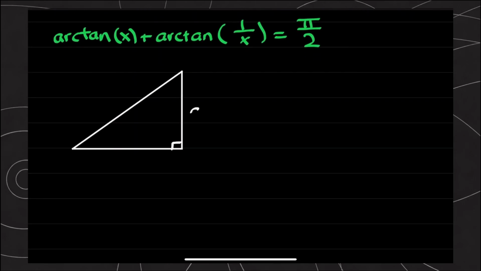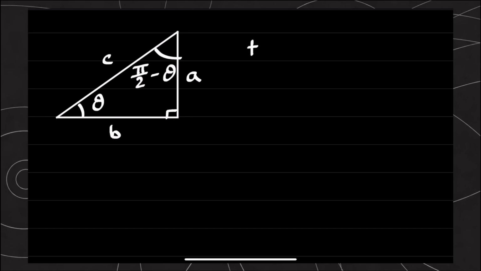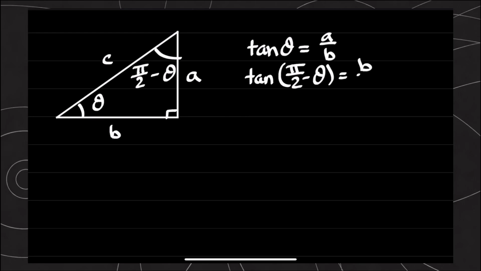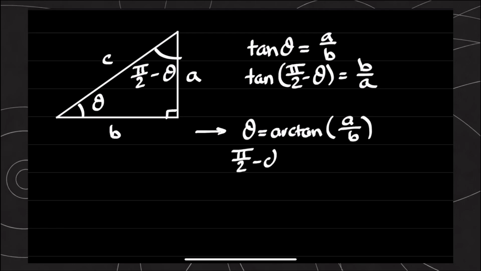Let's imagine a right triangle with side lengths of A, B, and C, about as general as you can get, and then we'll label this angle theta, and this is 90 minus theta, but in radians that would be pi over 2 minus theta. From our triangle, we can define tangent of theta to be A over B, and we can also label tangent of pi over 2 minus theta to be B over A. Now we can also define our angles, so theta itself is going to be the arctangent of A over B, and pi over 2 minus theta is going to be the arctangent of B over A.